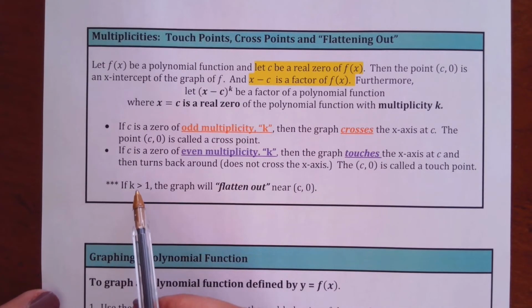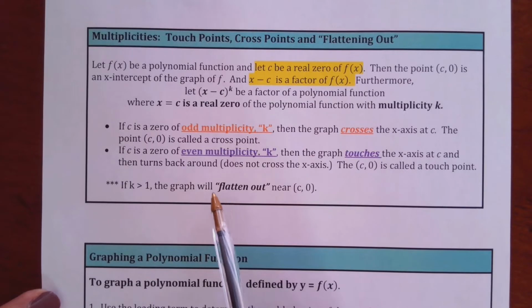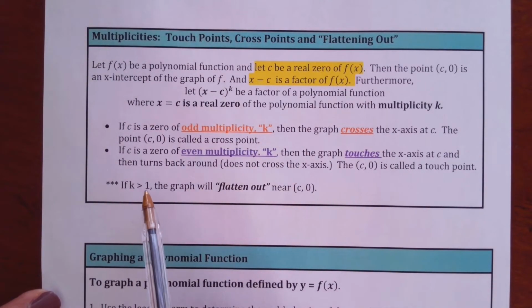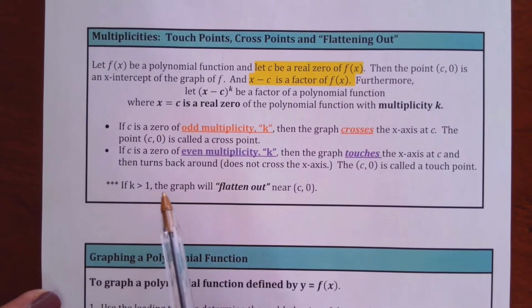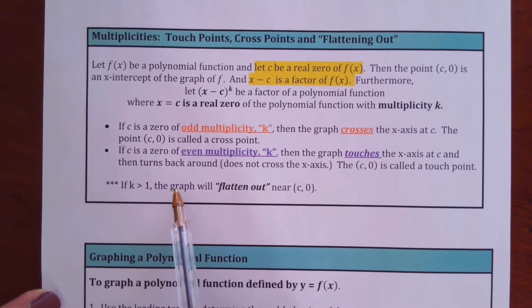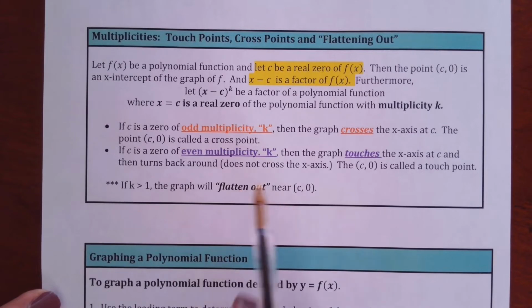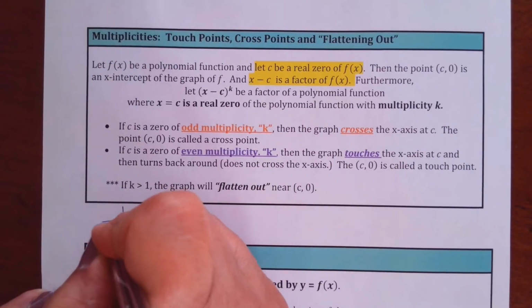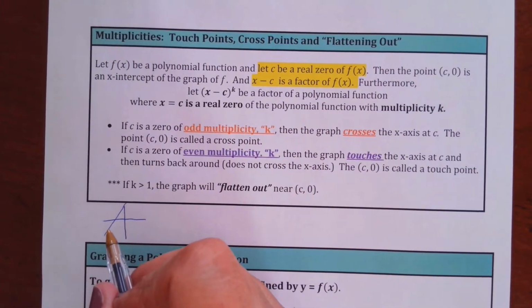So as long as your multiplicity is greater than 1, then that means the graph will flatten out. Okay? So it's pretty simple to do. If your multiplicity is 1, then no, it doesn't flatten out. If it's anything bigger than 1, 2, 3, 4, it doesn't matter if it's odd or even. Any number greater than 1 is flattening out. So just to make clear on that, remember if your multiplicity is 1, then it just crosses.